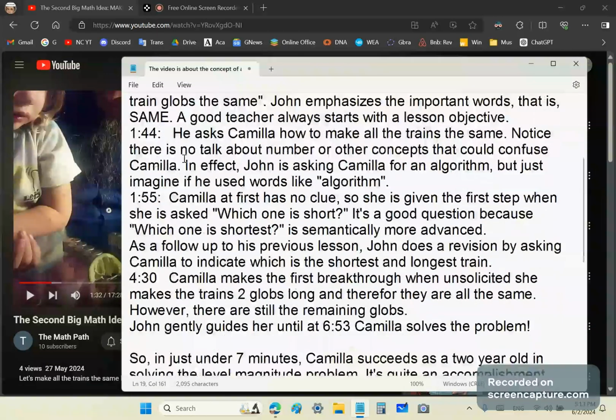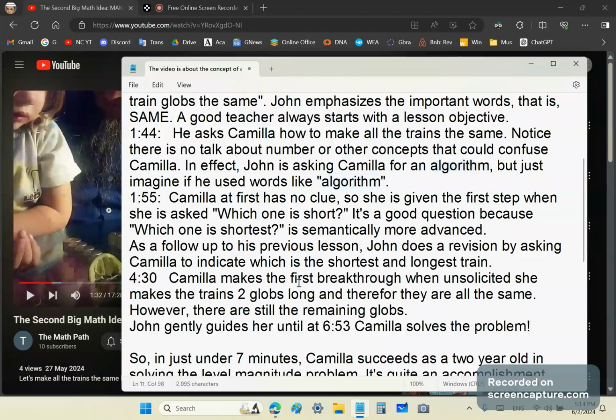Then at 144, he asks Camilla how to make all the trains the same again. Notice there is no talk about number or other concepts that could confuse her. In effect, John is asking Camilla for an algorithm or a method or a process, but he's doing it in very simple words. He's saying, how do we make them the same? Words that Camilla understands. Imagine if he had used a word like algorithm.